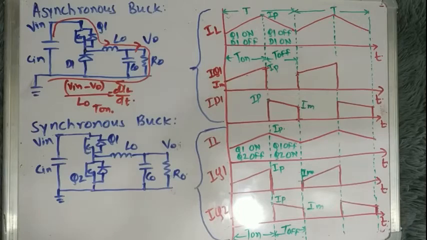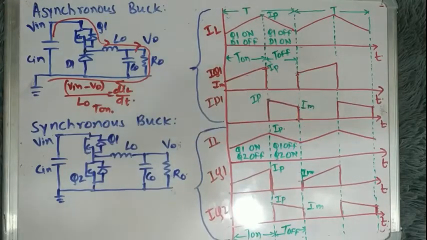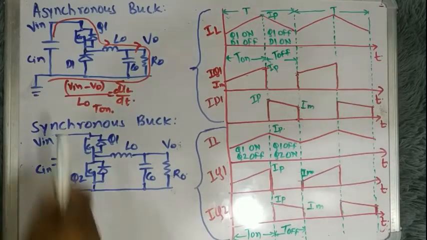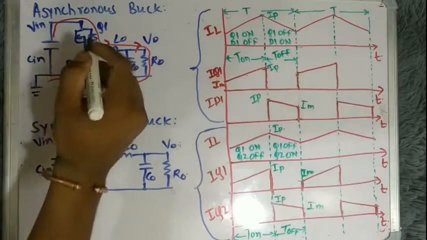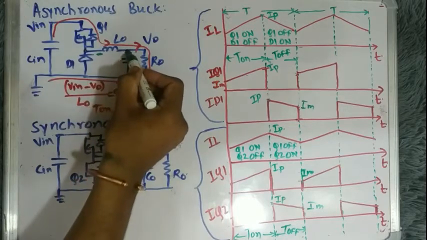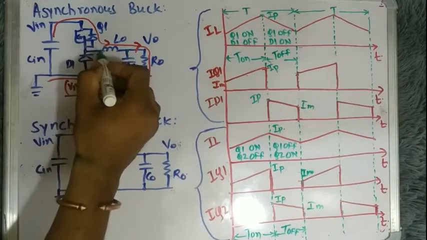When Ton ends, switch Q1 is turned off. At the end of Ton, the inductor current has reached IP, so there is inductive energy stored, equal to half L IP squared. When Q1 is turned off, because of this inductive property, the inductor will try to maintain the same current direction. To satisfy this requirement, this terminal of the inductor starts going negative. The other terminal cannot change because it is regulated at VO by the feedback loop, so this one starts going negative.